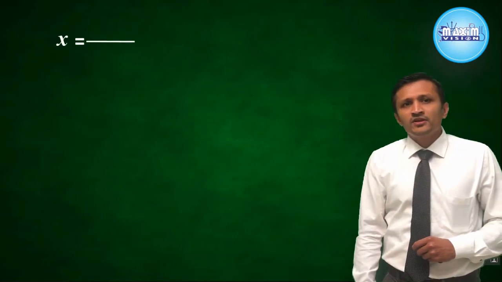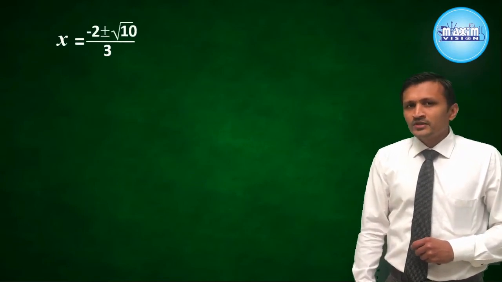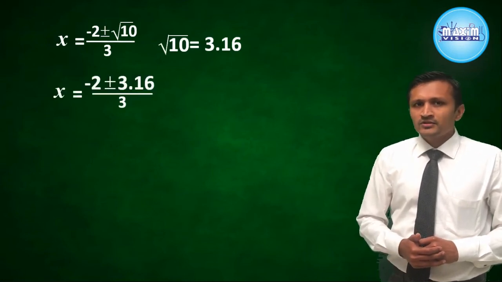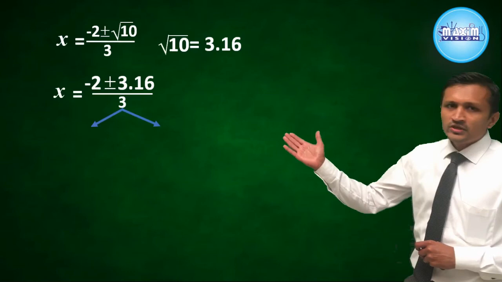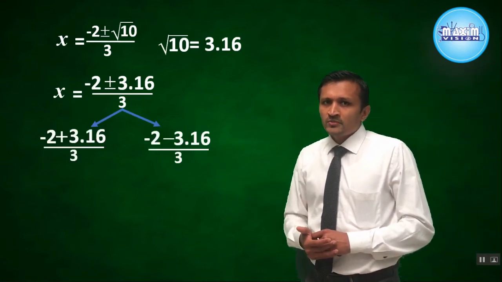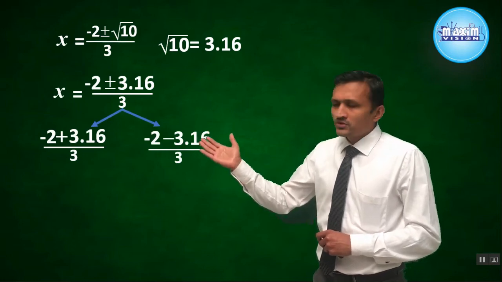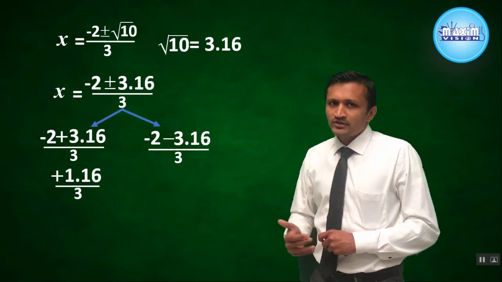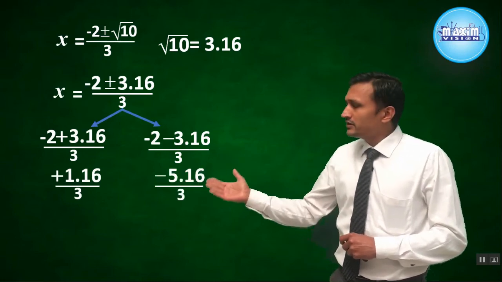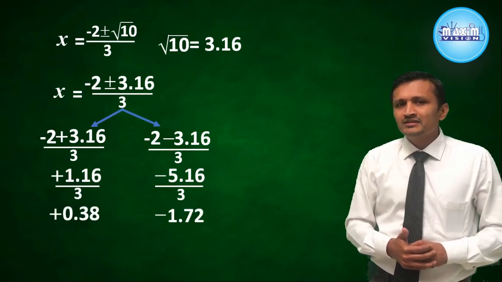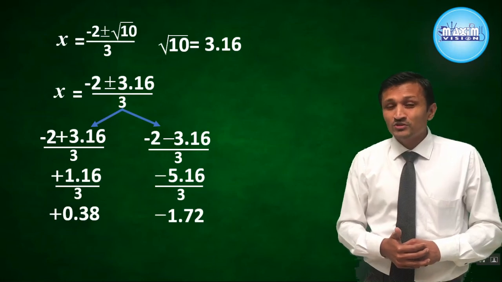For further simplification, we apply the value of root 10, which is 3.16. Then there are two possible values: minus 2 plus 3.16 over 3, and minus 2 minus 3.16 divided by 3. Then 1.16 divided by 3, and minus 5.16 divided by 3 are the two values. By dividing both values by 3, we get the final answers 0.38 and minus 1.72.